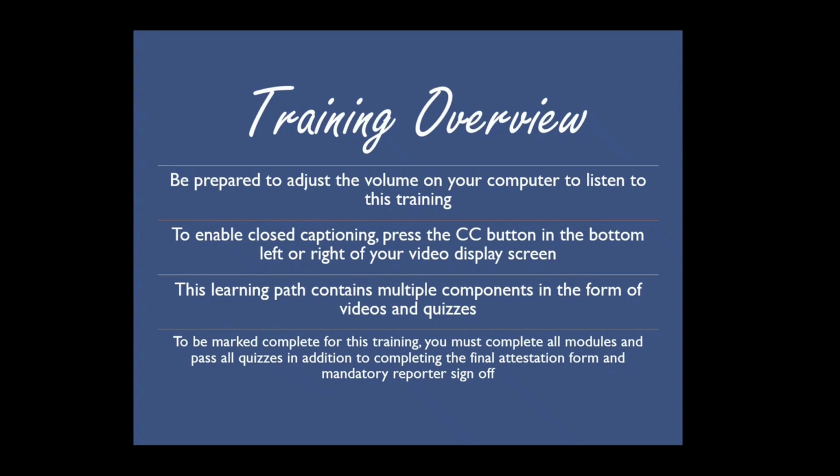Training overview. At this time, please be prepared to adjust the volume on your computer to listen to this training if necessary. To enable closed captioning, press the CC button in the bottom left or bottom right of your video display screen. This learning path contains multiple components in the form of videos and quizzes. In order to be marked complete for this training, you must complete all modules and pass all quizzes, in addition to completing the final attestation form and mandatory reporter sign-off.